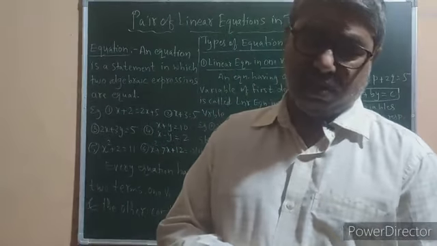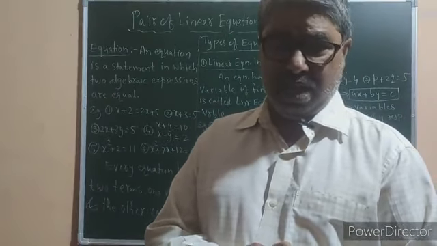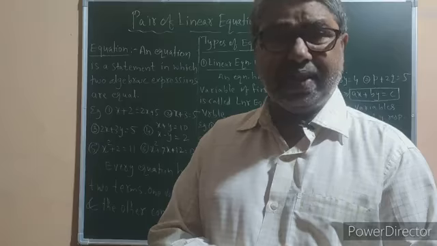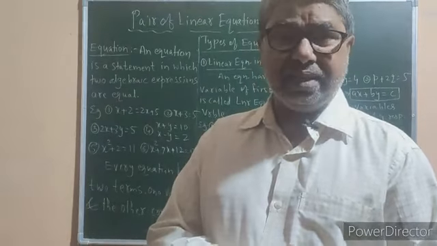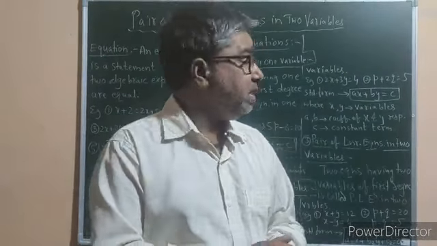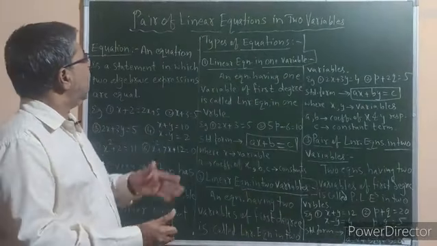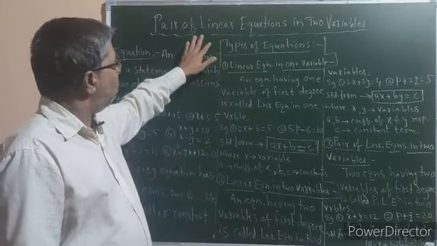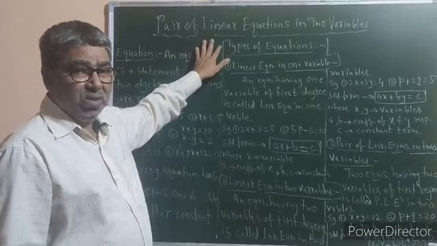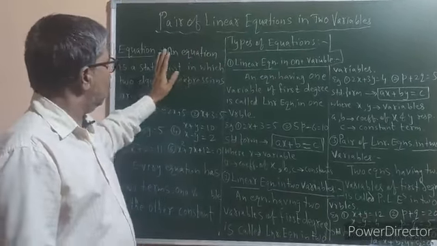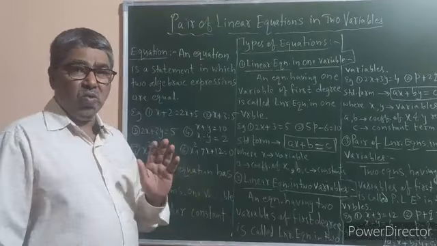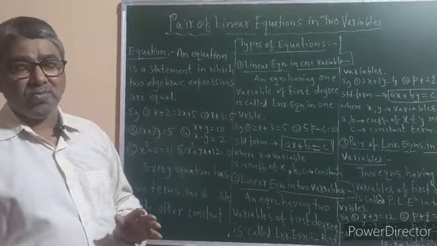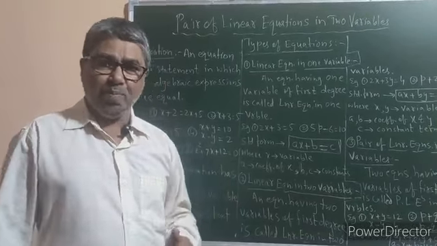So far we have completed two chapters in mathematics, that is arithmetic progression, and the second one is triangles. Now let us study the third chapter, that is pair of linear equations in two variables. But before studying pair of linear equations in two variables, let us see what an equation is, what are the different types of equations, what are their standard forms, along with few examples.